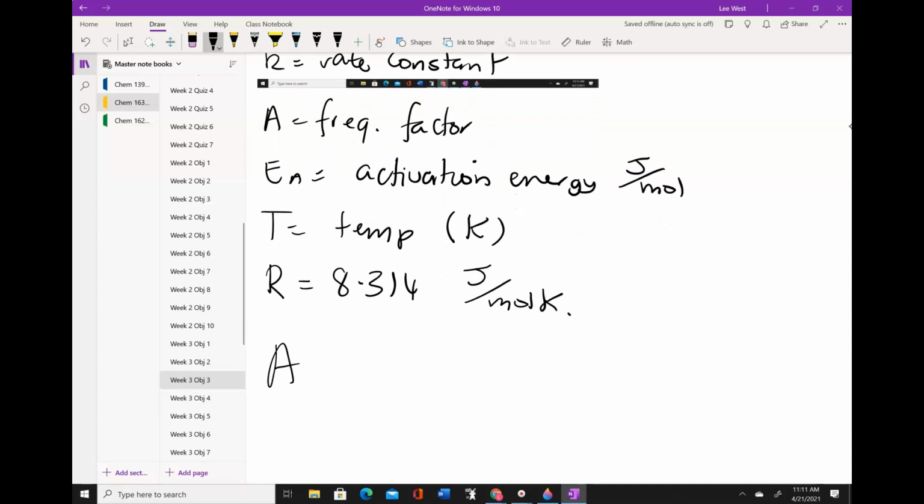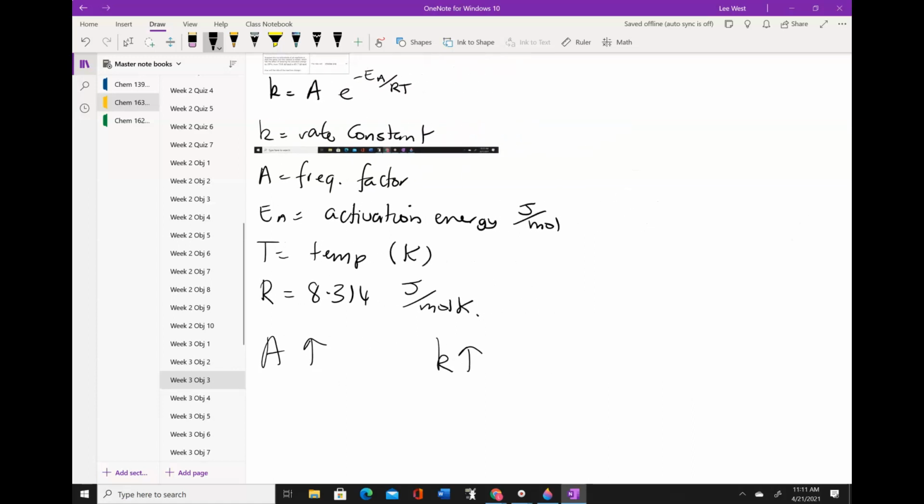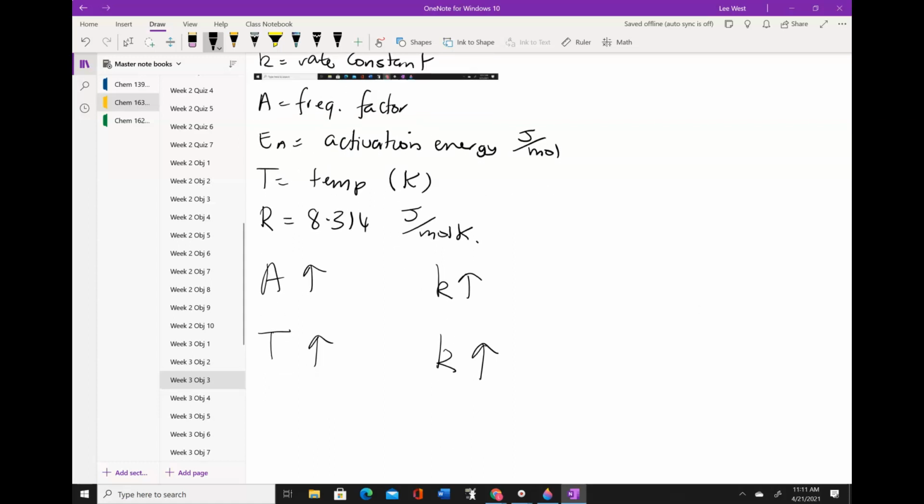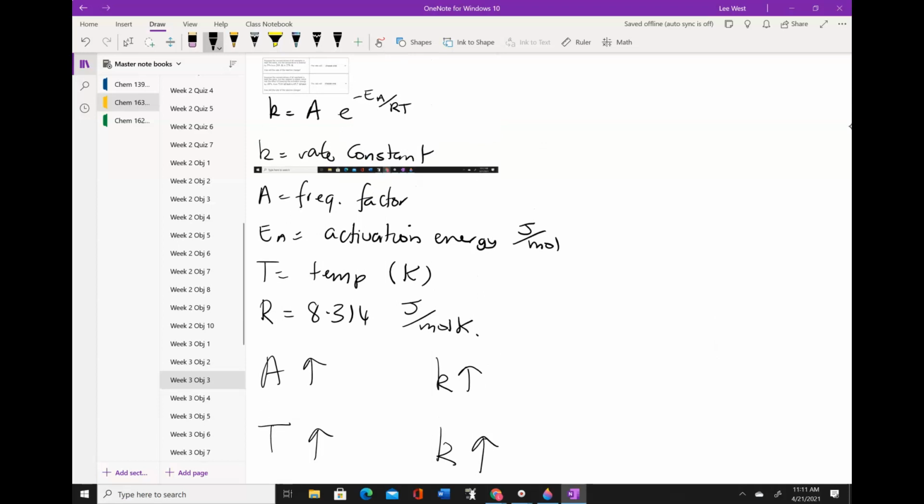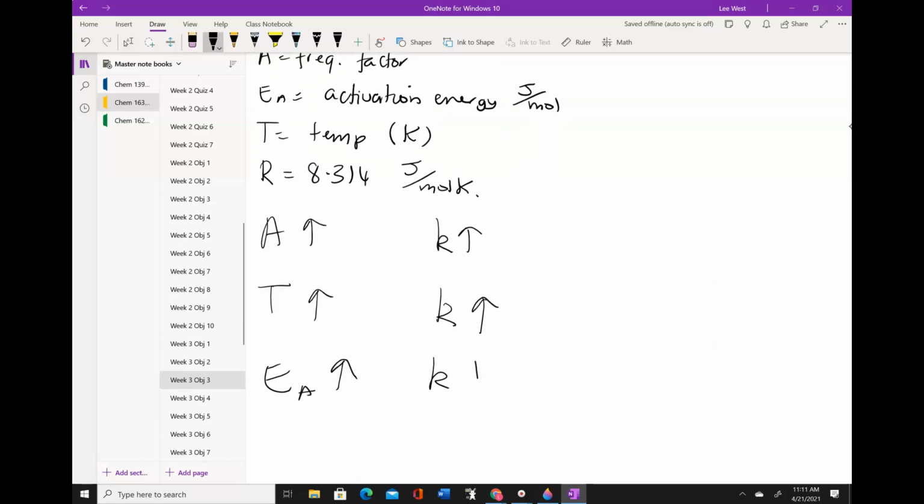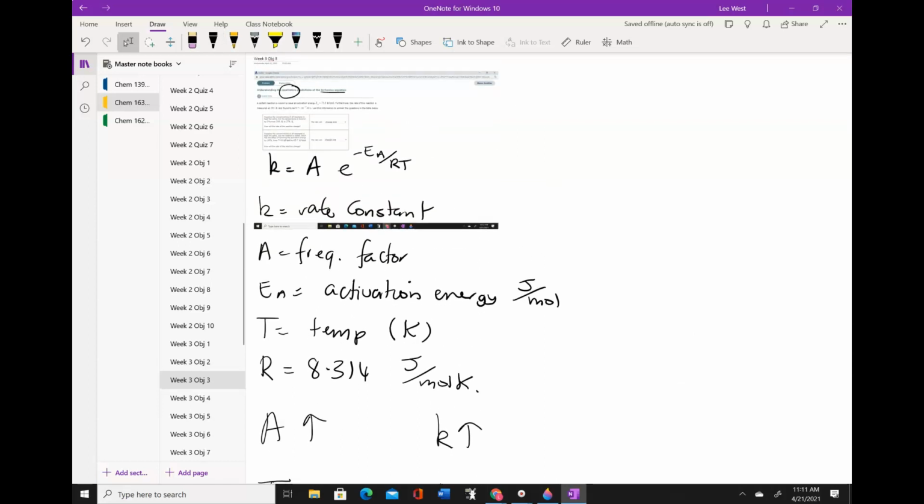Well, it means that as your frequency factor gets bigger, K will get bigger and your reaction will go faster. It means that as your temperature goes up, the exponent in the second term will get smaller, and because it's a negative exponent, all of these quantities, by the way, are positive numbers, K will also get bigger. The activation energy, as that increases, this negative term here will get bigger, therefore K will get smaller.